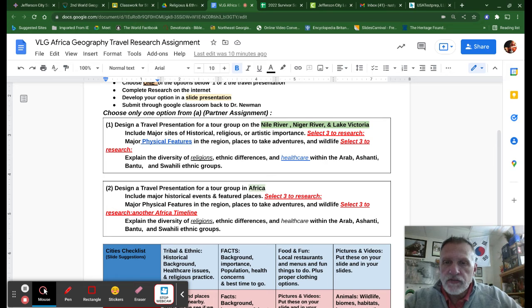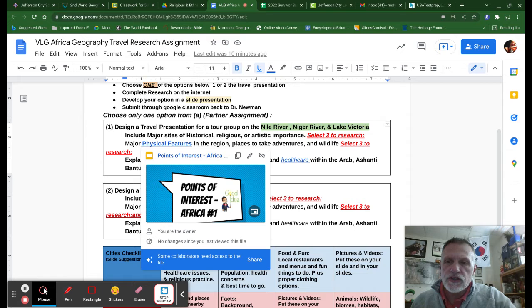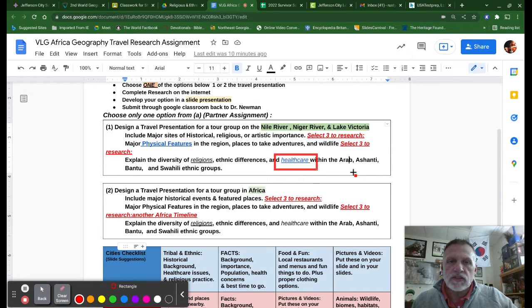Then you're going to pick physical features. Now notice this. If you're looking very carefully, boom, you click on physical features, it gives you a link to a presentation on points of interest in Africa, and you can look at some of the major physical features of that region. And so it's going to talk about those. Then look at what are some things that you can do adventure-wise around there. And finally, to help out with science, this is where you can go and look at some things that have to do with, say, healthcare in Africa. And so we're going to talk about science for healthcare in Africa.